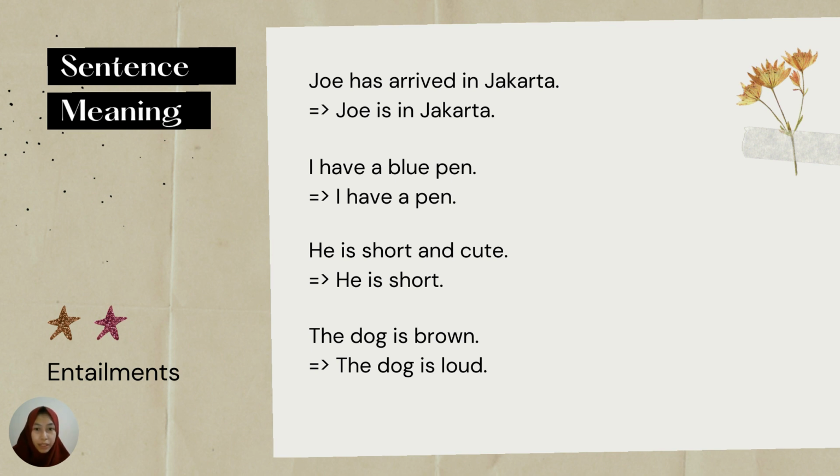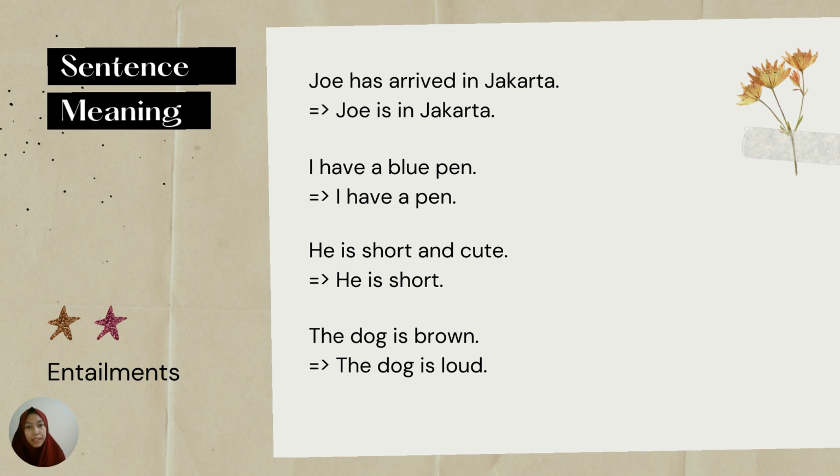For example, if I say Joe has arrived in Jakarta, this would entail that Joe is in Jakarta. Because Joe has arrived in Jakarta, of course, Joe is in Jakarta. For another example, if I say I have a blue pen, this would entail that I have a pen. Because I'm being really specific, here I'm saying I have a blue pen. So if I have a blue pen, then surely it must be true that I have a pen. Or if I say he is short and cute, then clearly he is short.